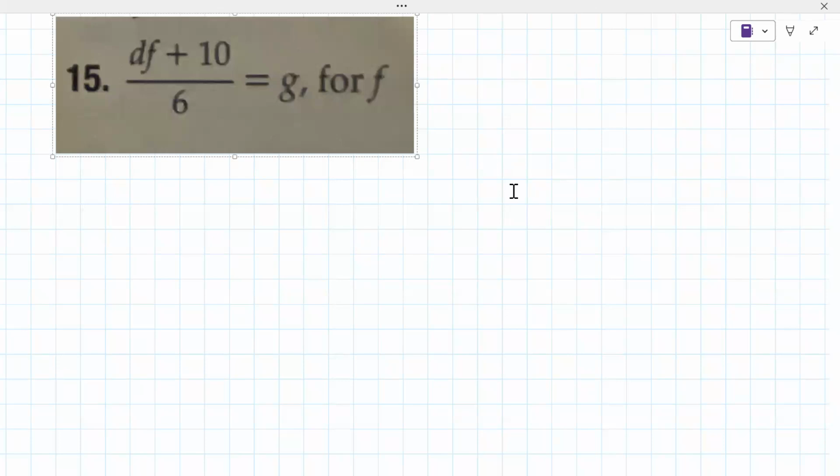So is it F is equal to 6G minus 10 divided by D? Yes, really good.